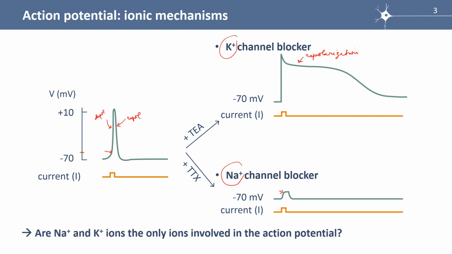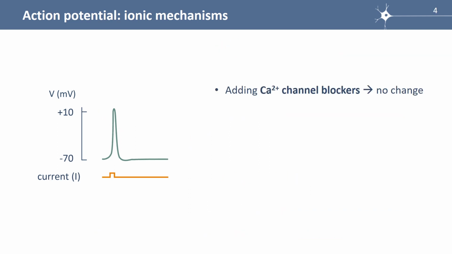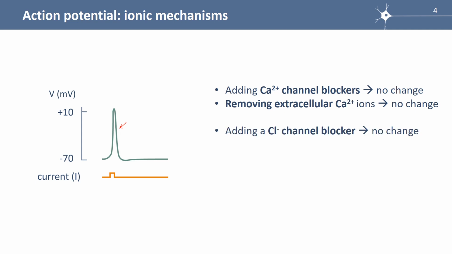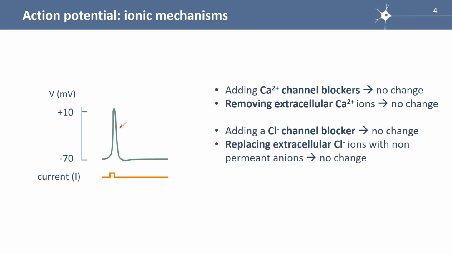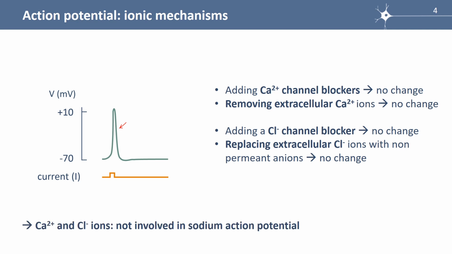This suggests that potassium ions and sodium ions are involved in action potentials. But are they the only ions involved in the action potential? To test this, we add calcium channel blockers, and we see that there is no change of the amplitude or the duration of the action potential. The same, for example, if we use a recording bath devoid of calcium ions, there is also no change of the action potential. Now, let's test the chloride ions. If we add a chloride channel blocker, or if we replace extracellular chloride ions with non-permeant anions, there is no change. So all this means that calcium and chloride ions are not involved in the sodium action potential.